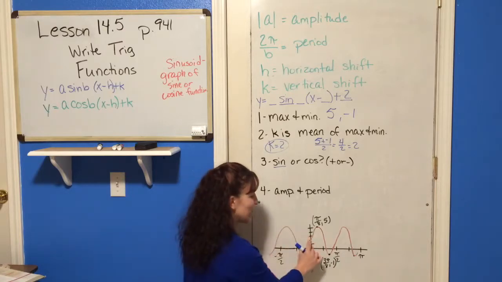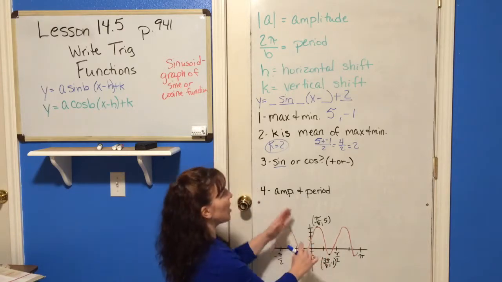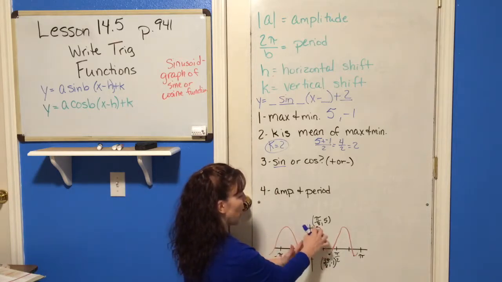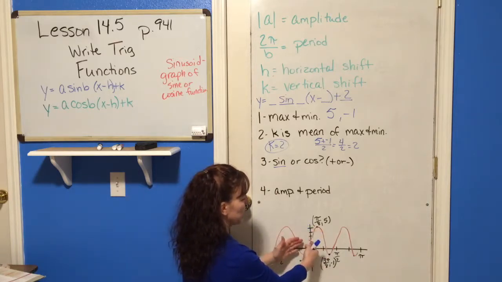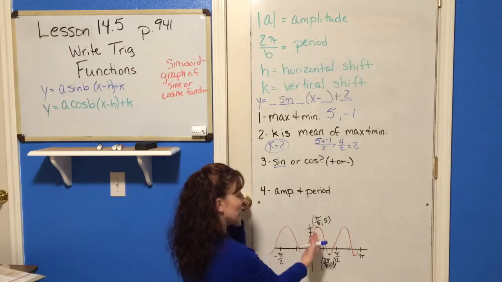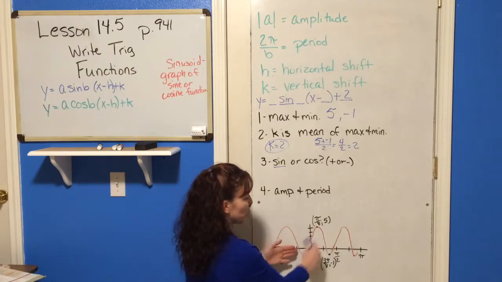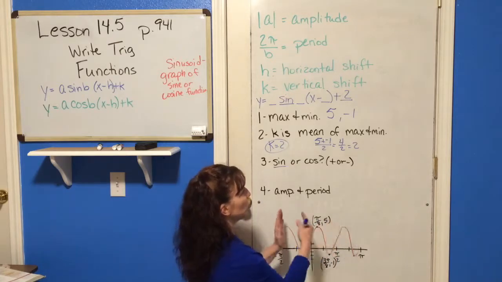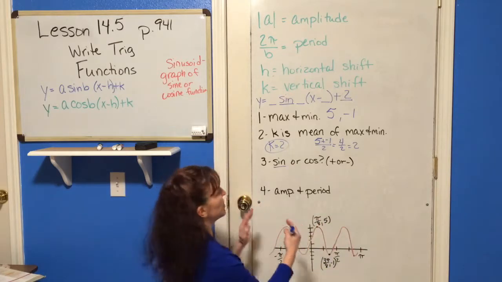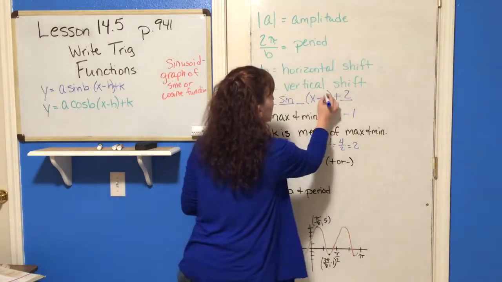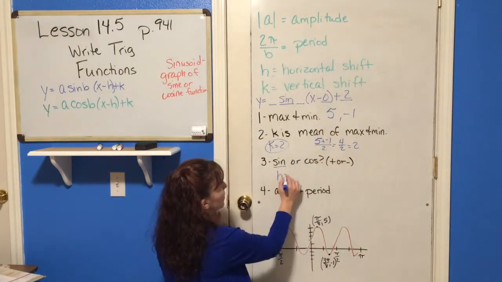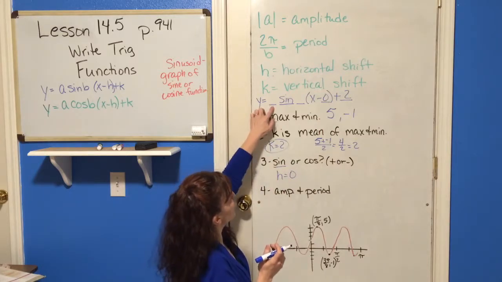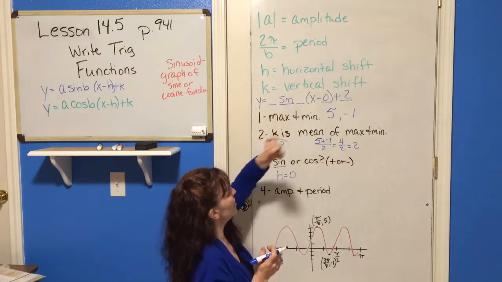All right, so if the middle of your sinusoid crosses there, or if the minimum or maximum is at that point, then your horizontal shift is 0. It didn't shift at all. So our horizontal shift is 0. And now we just have to find the amplitude and the period. So we need the A and the B.